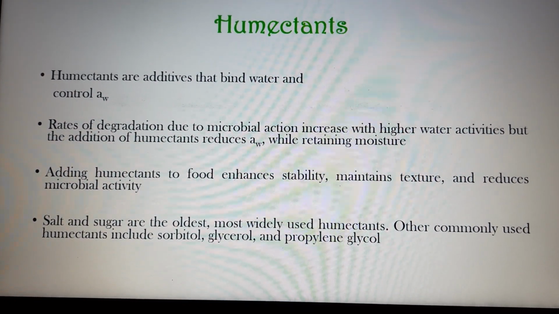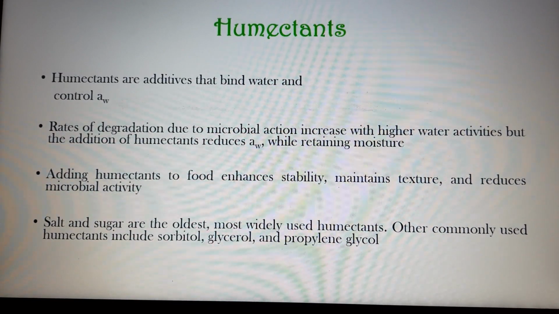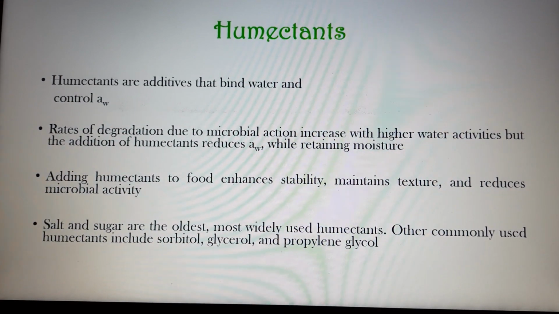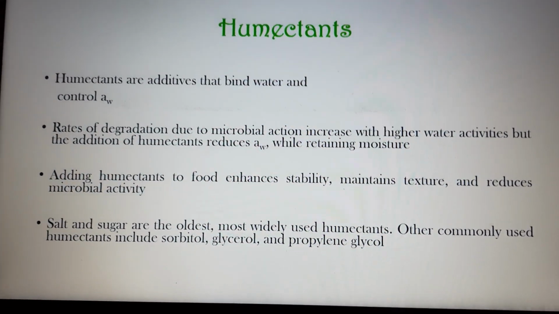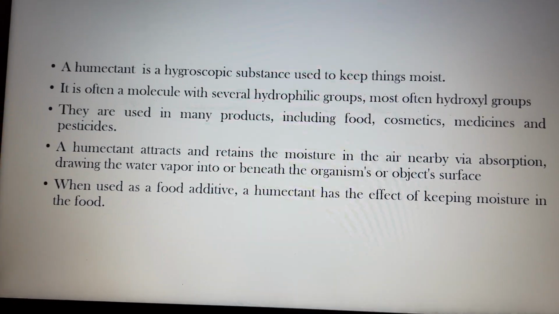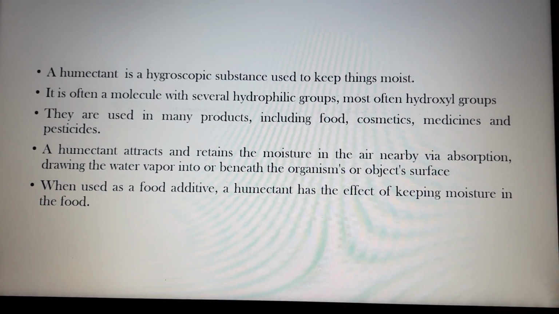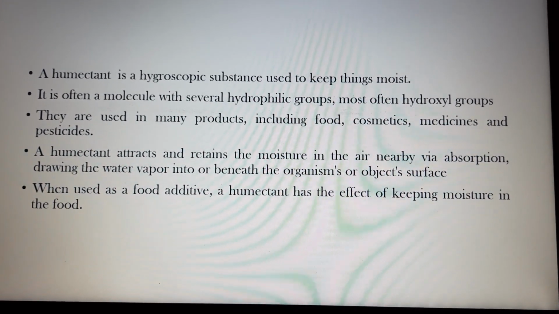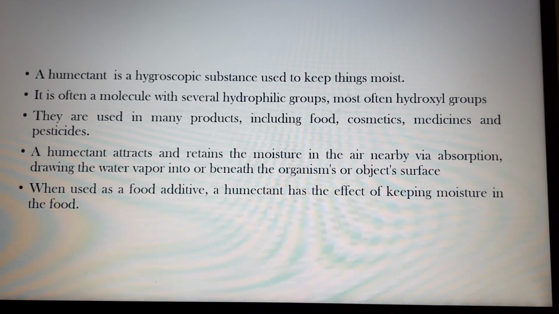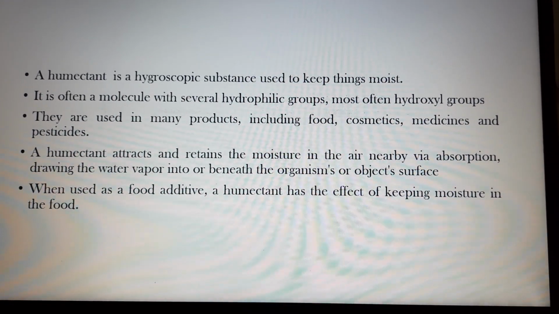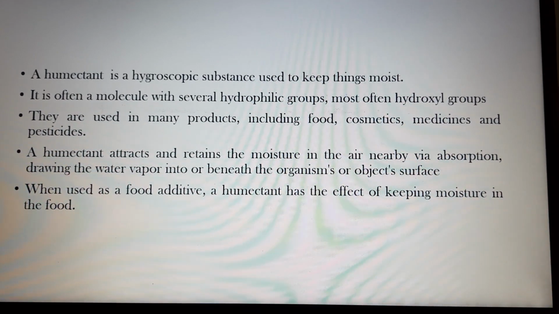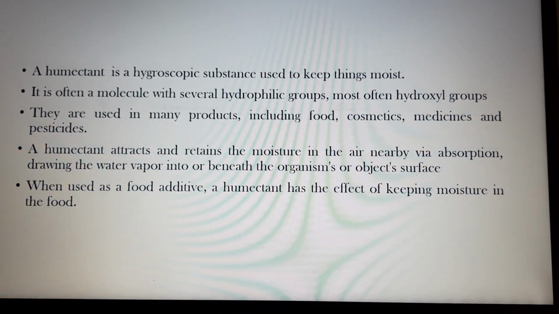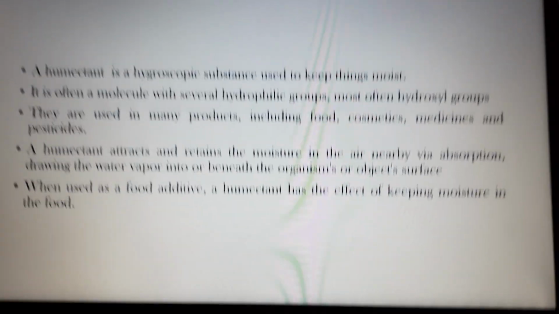Salt and sugar are the oldest, most widely used humectants, and other commonly used humectants include sorbitol, glycerol, and propylene alcohol. A humectant is a hygroscopic substance used to keep things moist. It is often a molecule with several hydrophilic groups, most often hydroxyl groups. They are used in many products including food, cosmetics, medicines, and pesticides.